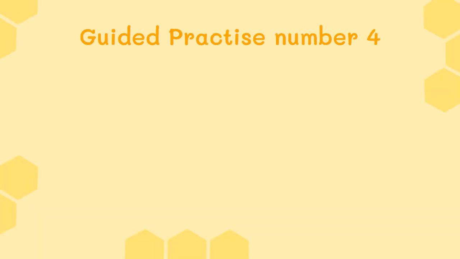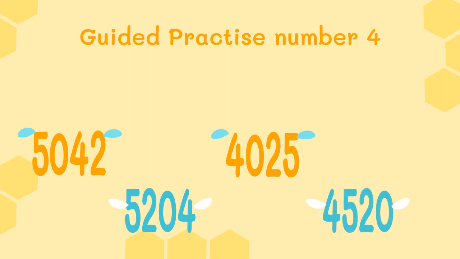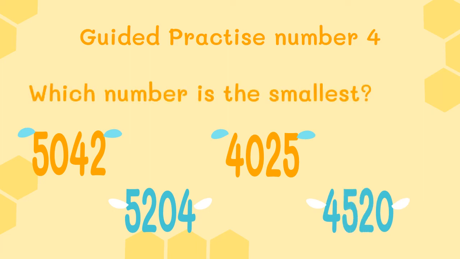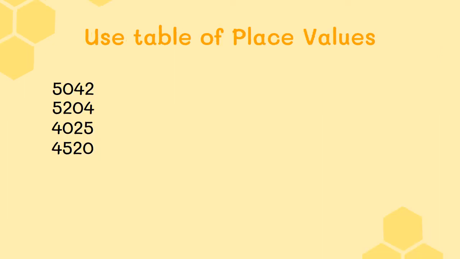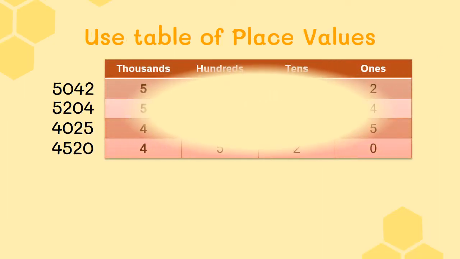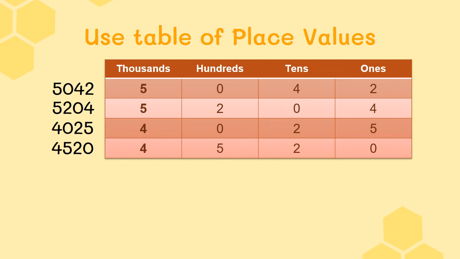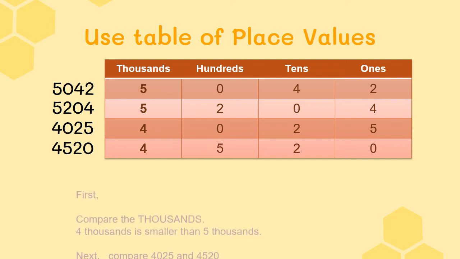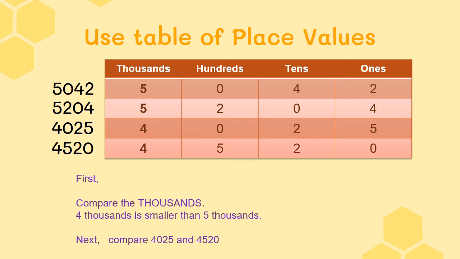Let's go to guided practice number 4. This is a similar question to number 3. We have 4 numbers here, but the question is not the greatest but the smallest. Okay, we use again table of place value. Look at the table. We compare the thousands first. Find who is the smallest thousand. 5,544. So 4,000 is smaller than 5,000. So next we compare only 4,025, 4,520.